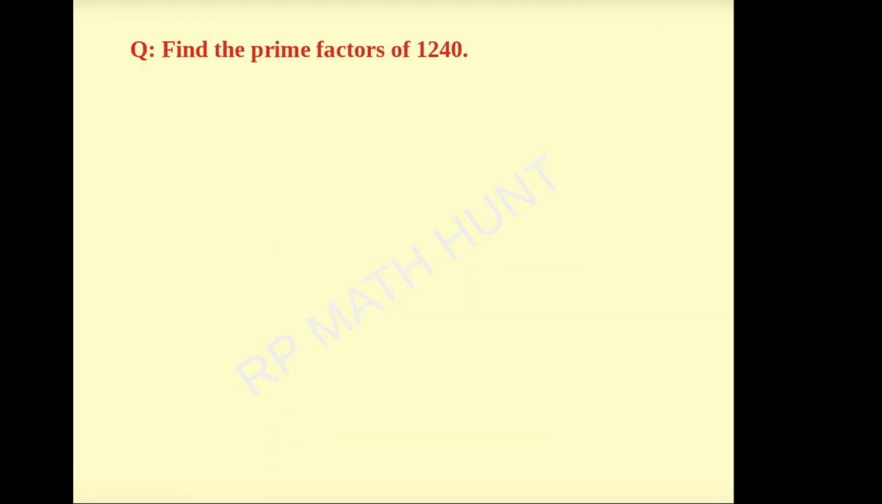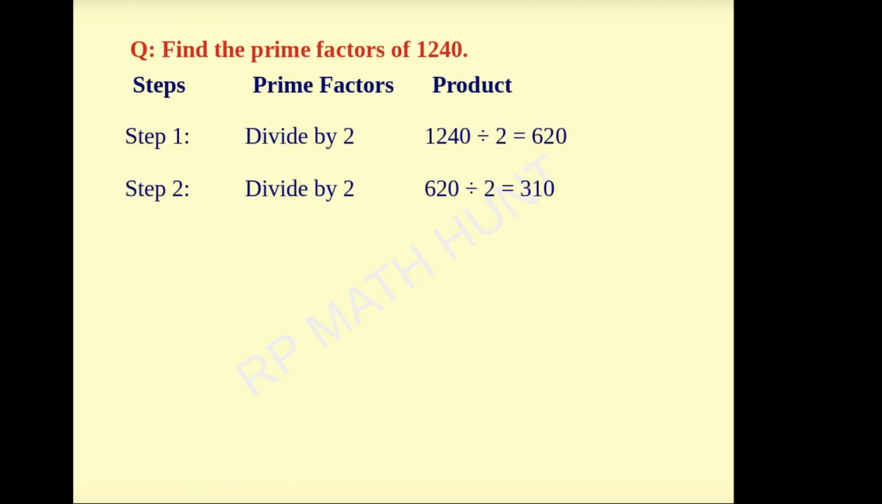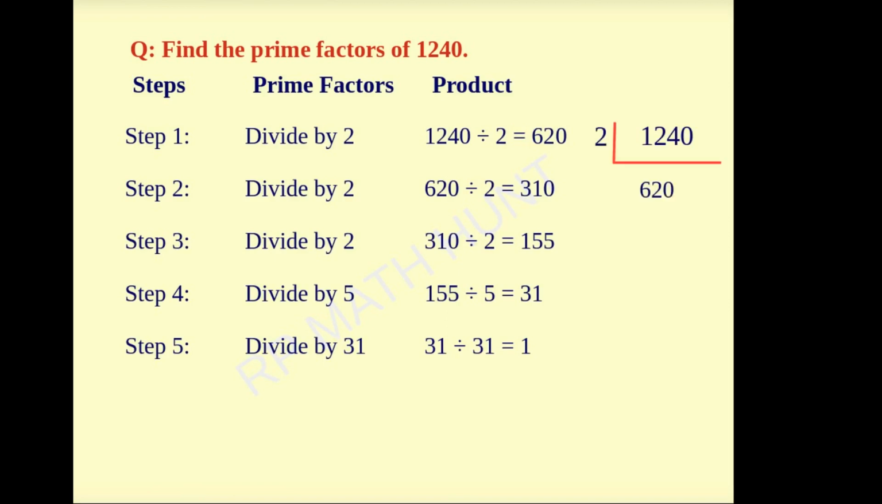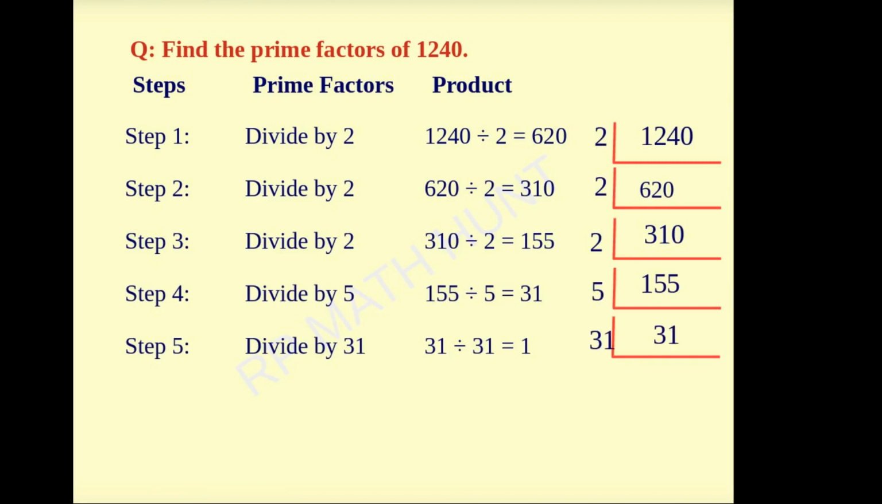Find the prime factors of 1240. Now it is one more other process. Step 1, divide by 2, 620. Divide by 2, 310. Divide by 2, 155. Again in step 4, divide by 5, it is 31. Again 31 divided by 31 is 1. In this way also we can find the prime factors, or in shortcut method, 2, 620, to 310, to 155. Again this 5, 31, 31 ones. Hence the prime factors of 1240 are 2 cube into 5 into 31.